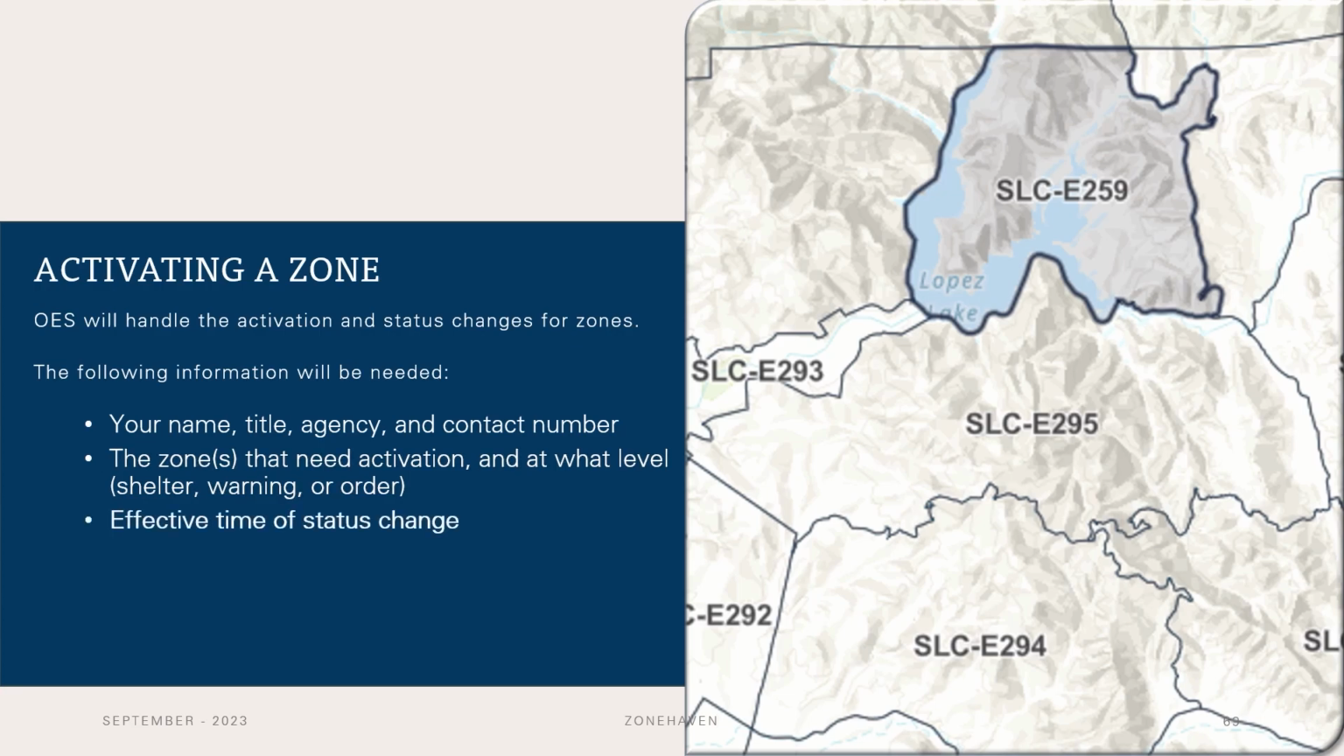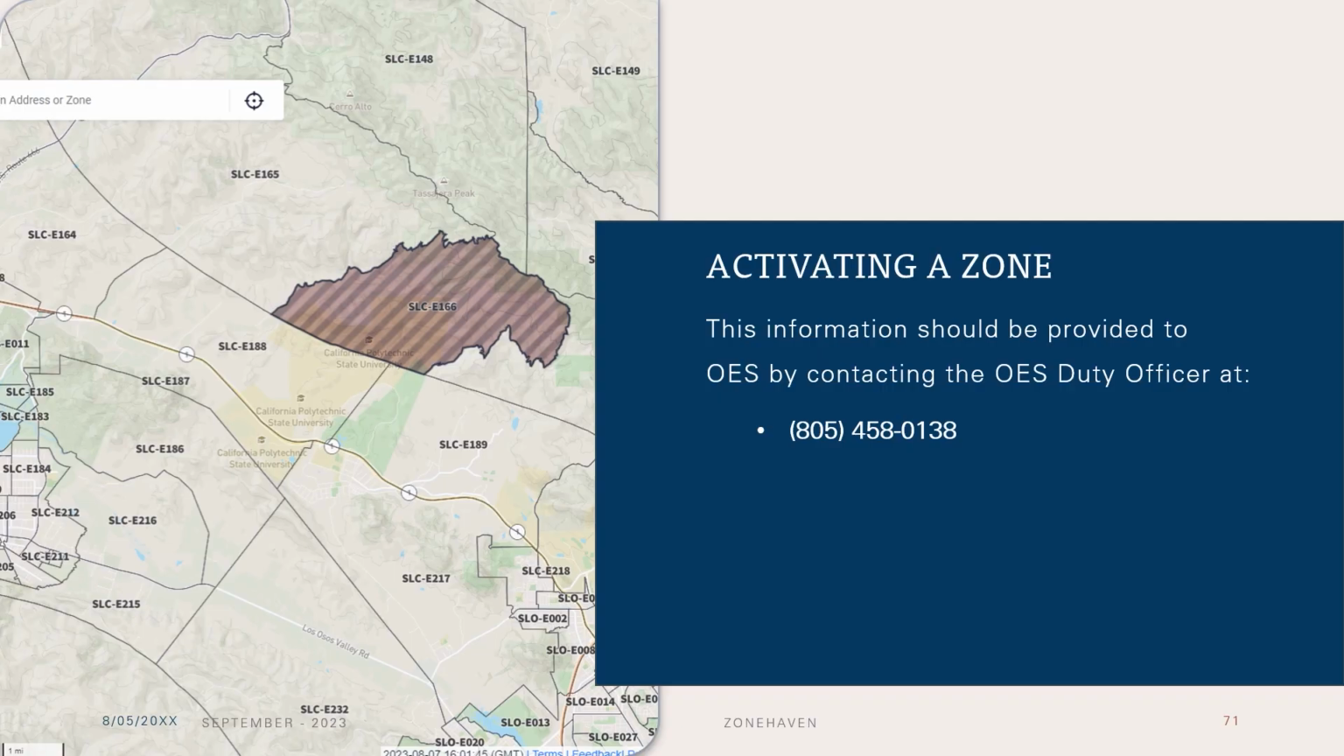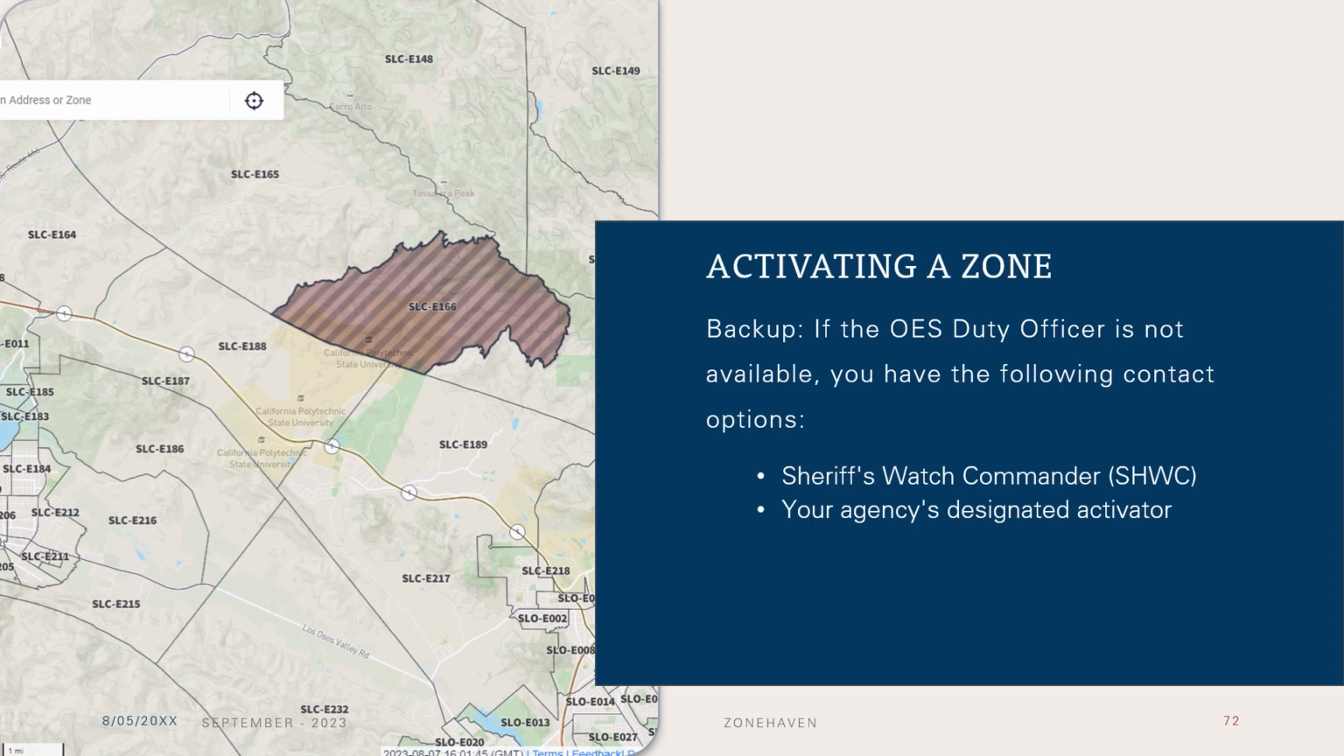At what time is this effective? So effective time of status change. Is it immediate? Will it be within an hour period of time or sometime thereafter? Any other pertinent information about the status or situation is also helpful. This information should be provided to OES by contacting the OES duty officer at 805-458-0138. Again, that's 805-458-0138. In the event the OES duty officer is not available, you have the following contact options.